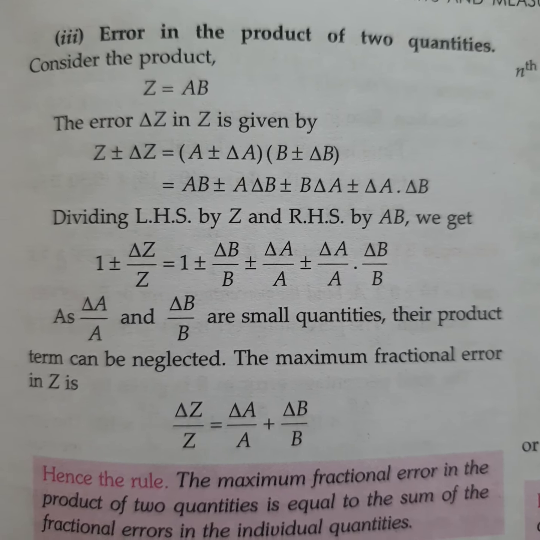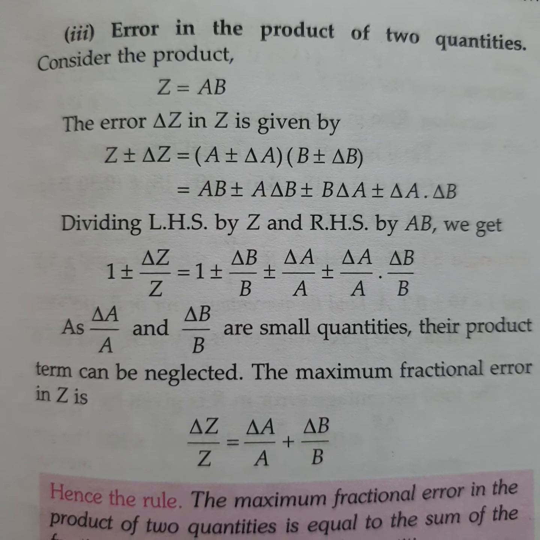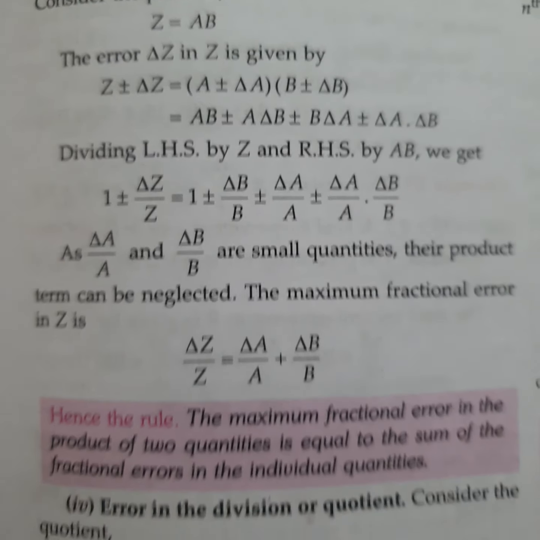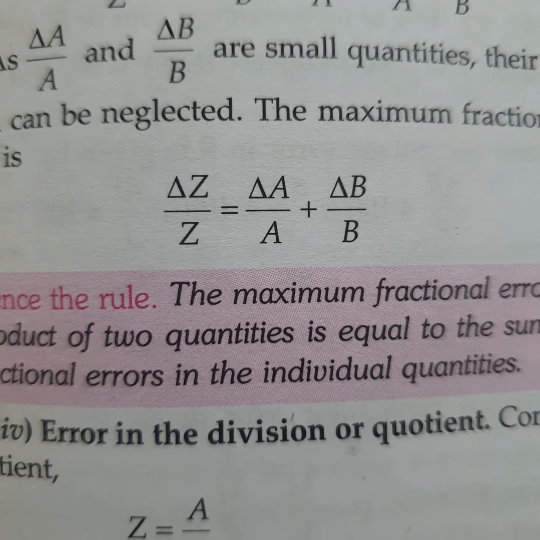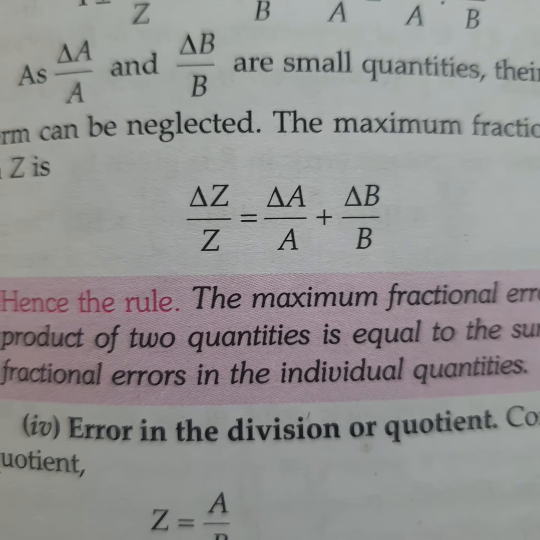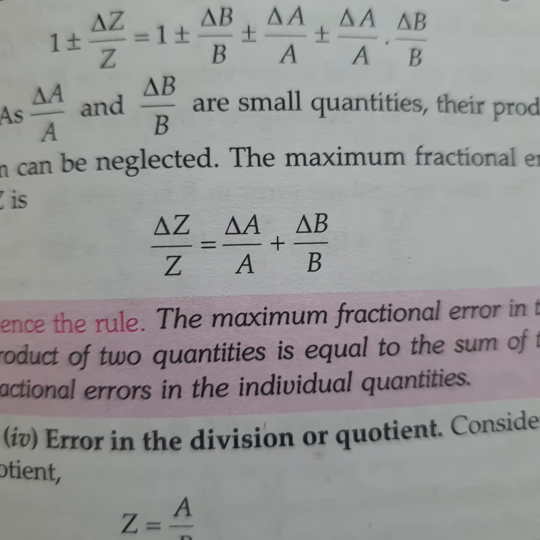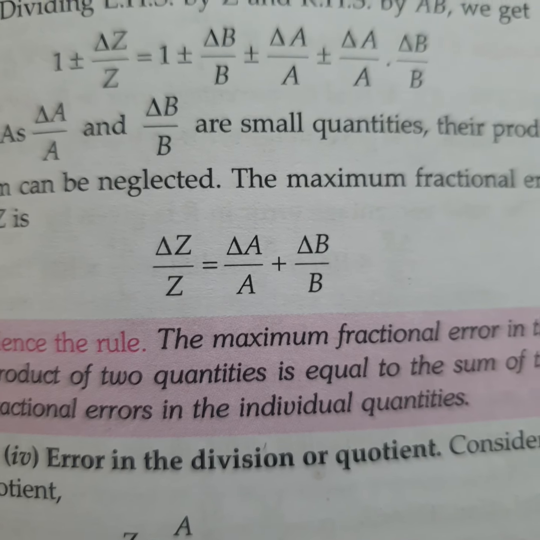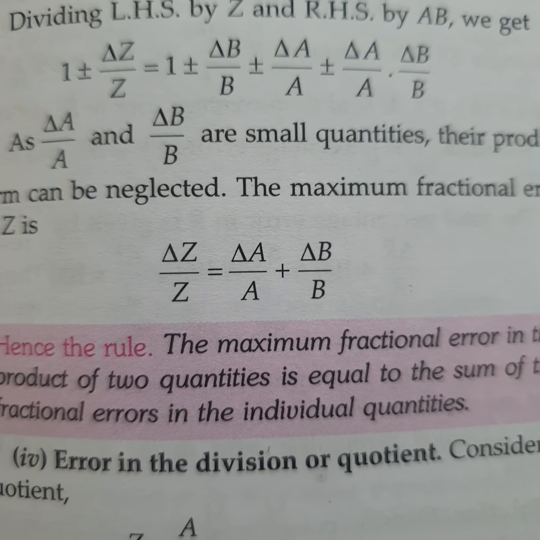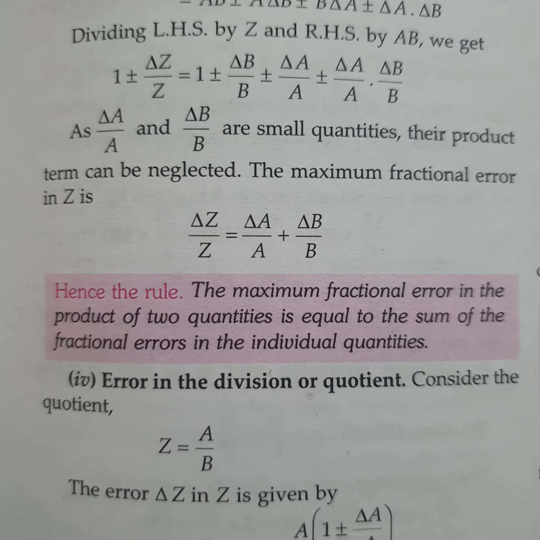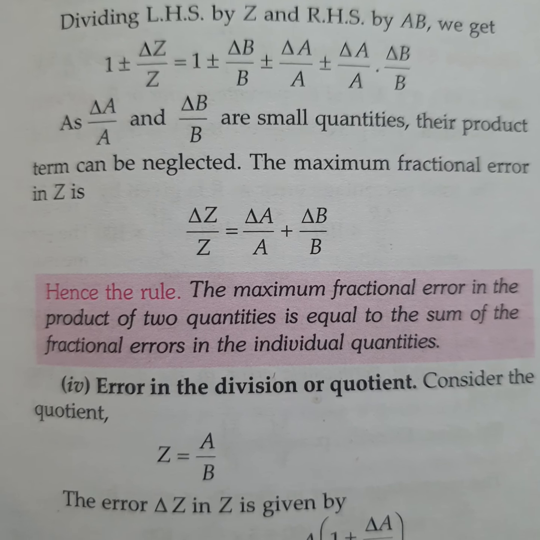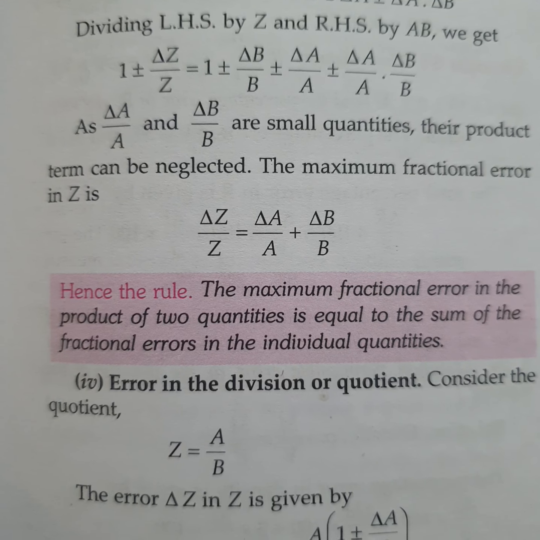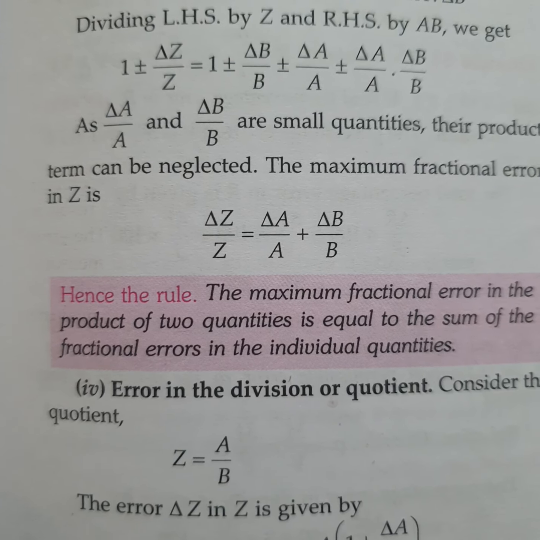Next is the error in the product of two quantities. A and B are two quantities. Z is equal to A into B. Please learn only these end results. Delta Z upon Z, the relative error in Z, is equal to delta A upon A, the relative error in A, plus delta B upon B, the relative error in B. The relative error can be called the fractional error. The maximum fractional error or relative error in the product of two quantities is the sum of the relative errors in the individual quantities.